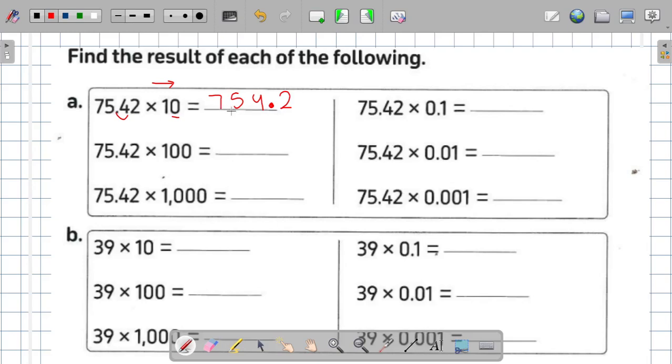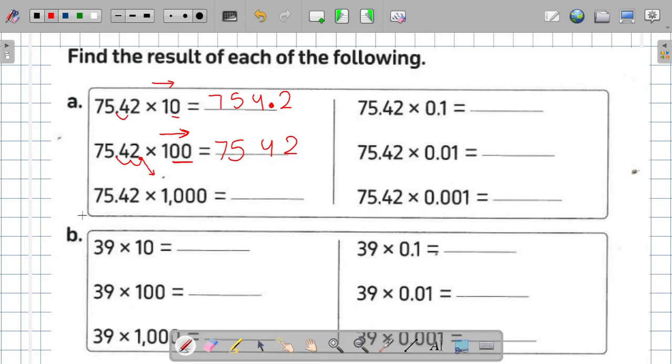So the result will be 754.2. Here, I want to multiply by 100. So I have two zeros, so I will move two places to the right. So I have 7, 5, 4, 2. So where is the decimal point? 1, 2. And here, the decimal point will fall down. Okay, so the result will be 7,542. Okay, and the decimal point will not be important.